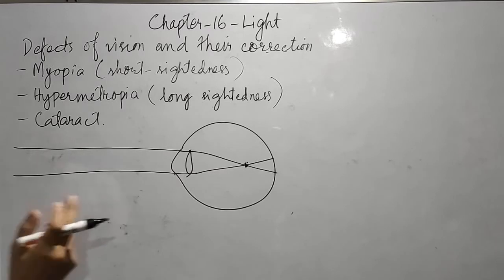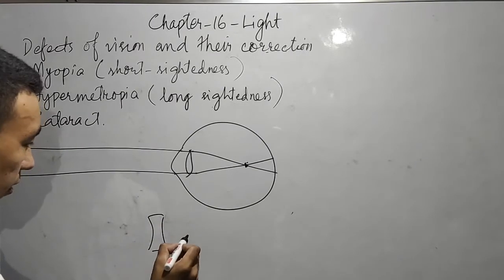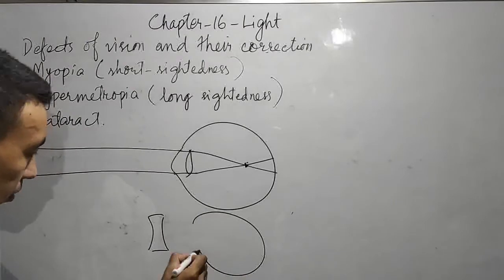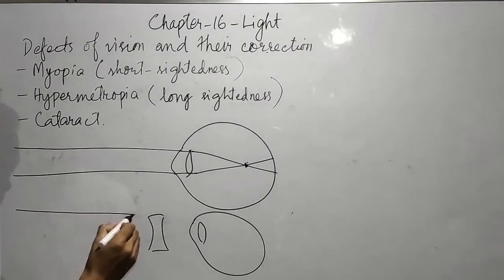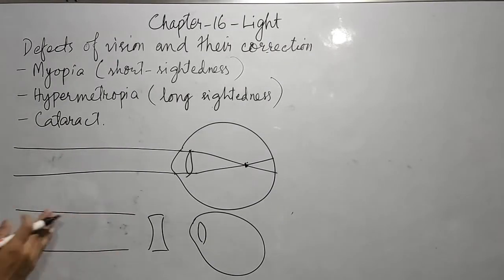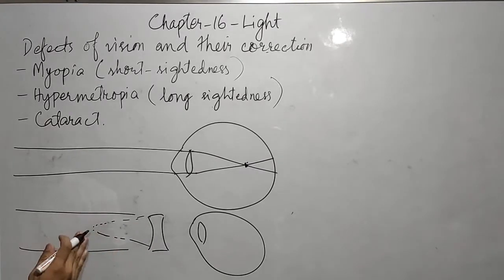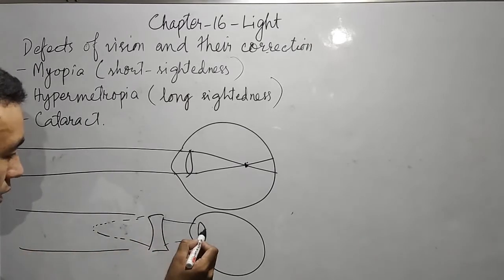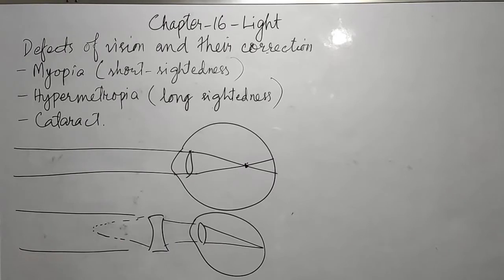Now this can be rectified or corrected by using the lens called concave lens. So it will be a little smaller, using a concave lens. So whatever rays of light are coming from an object at a far distance, that particular ray of light will be displaced to a nearer distance, and then the image will be formed on the retina, and that way this type of people can see the objects clearly. Now the next one is hypermetropia.